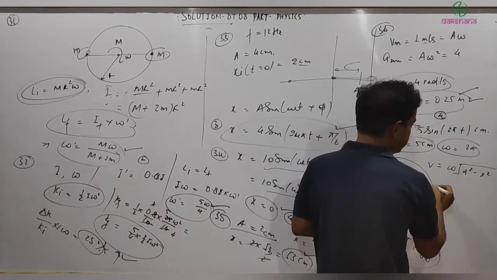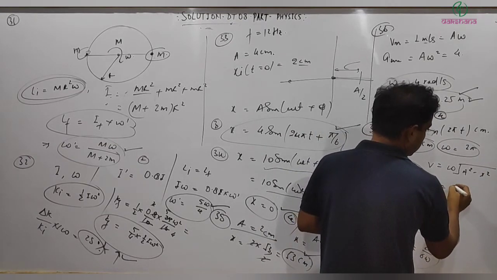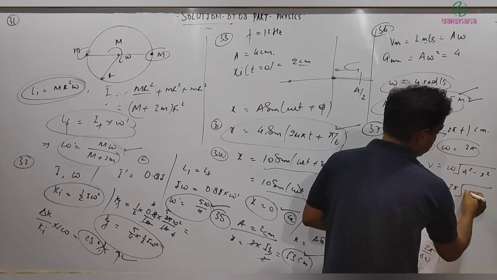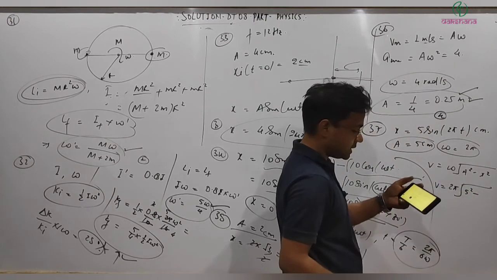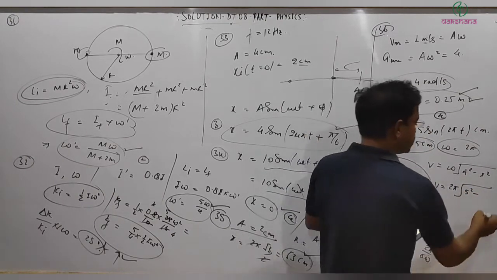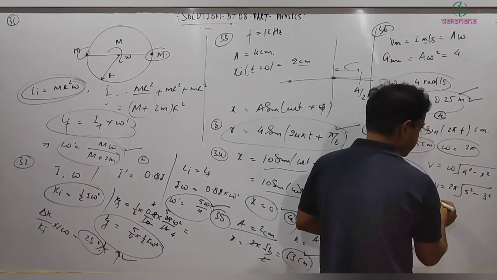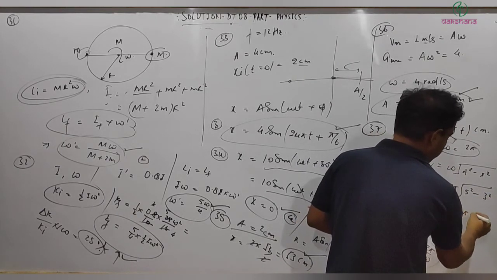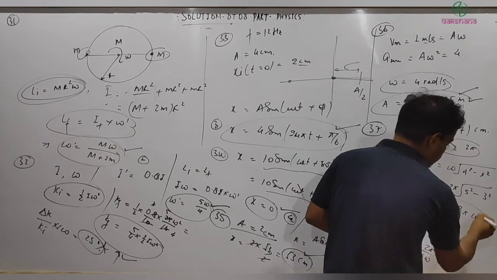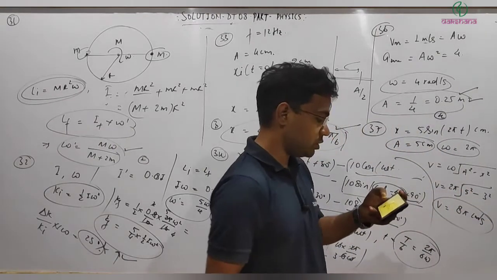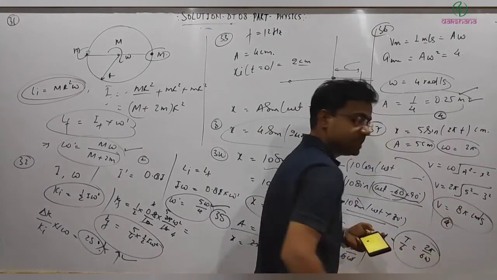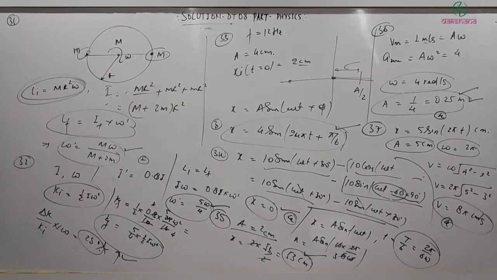Clear? Just substituting, v is equal to omega, 2 pi, a is 5, so 5 square minus, it's asking at 3 centimeters, so that means 3 square. This implies v is coming out to be 8 pi centimeter per second. Simplifying it, so that is your option 4. Let me just erase for next.